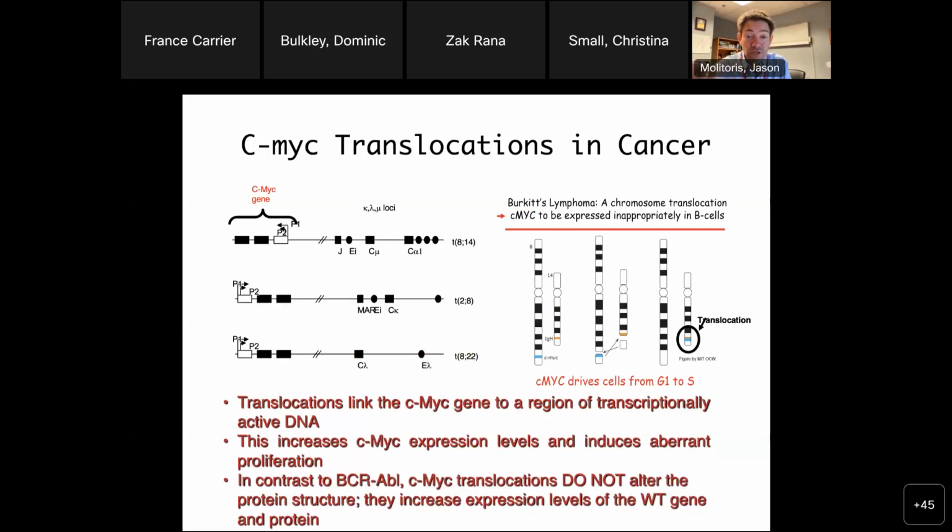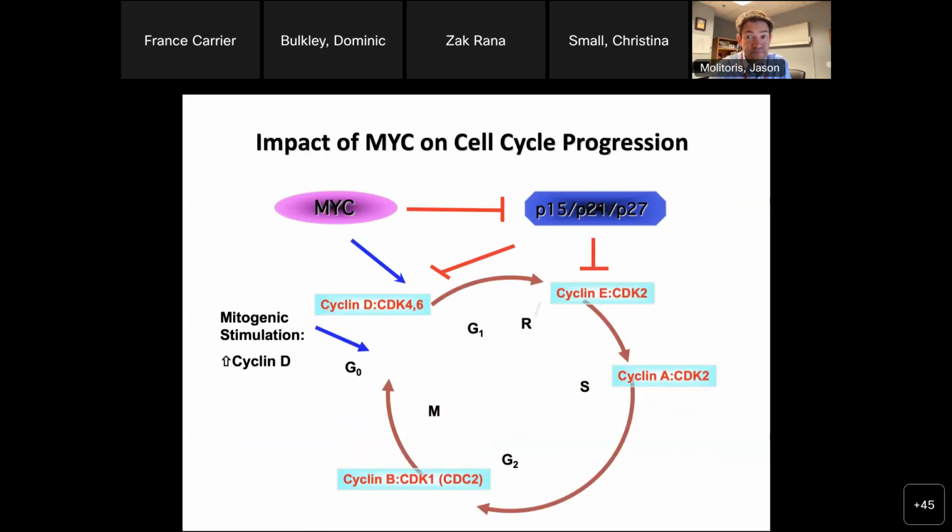Makes it more transcriptionally active, increases expression levels. And in contrast to the BCR-ABL Philadelphia chromosome, MYC translocations do not alter the protein structure. They largely increase the expression level of the wild type gene and protein. So even the translocations are largely impacting the transcription of the MYC protein, whereas the BCR-ABL complex in the Philadelphia chromosome leads to a constitutively active ABL form, which is a different mechanism and something that they could potentially test on.